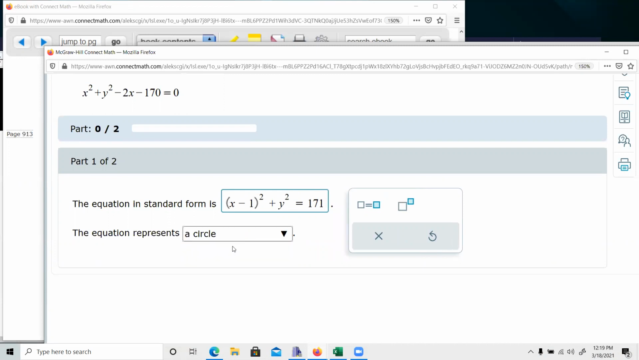And so let me talk about the degenerate case. I'm glad they put that up.